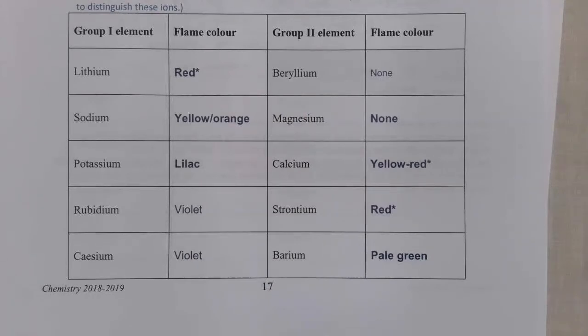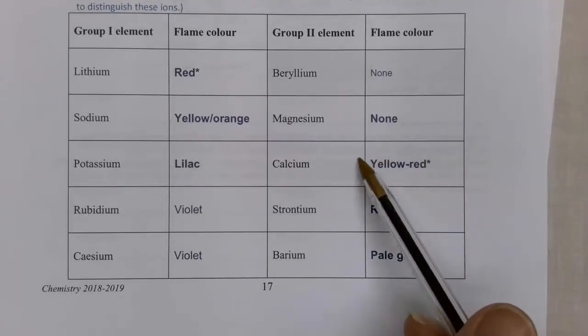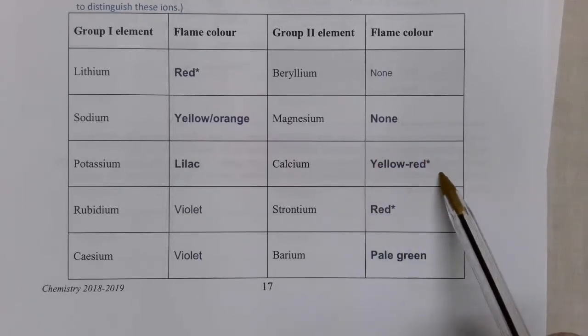So you would need a different test or some way to distinguish between these ions. Please notice that calcium in your exam board is yellow red. You may have learnt it at GCSE as crimson or something else, but please watch that. It should now be learnt as yellow red.